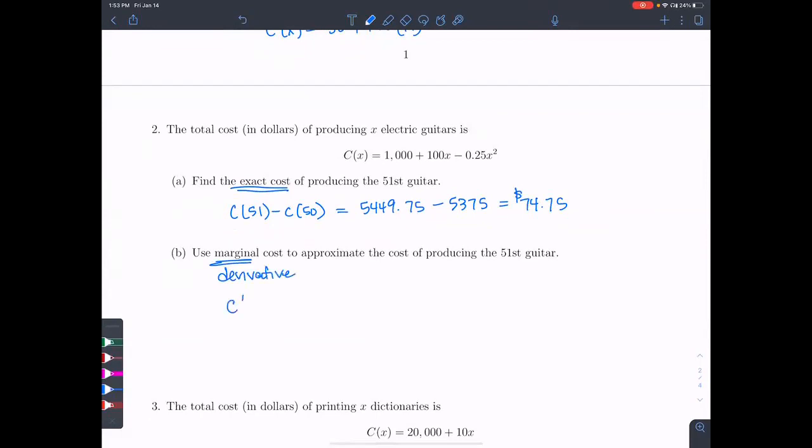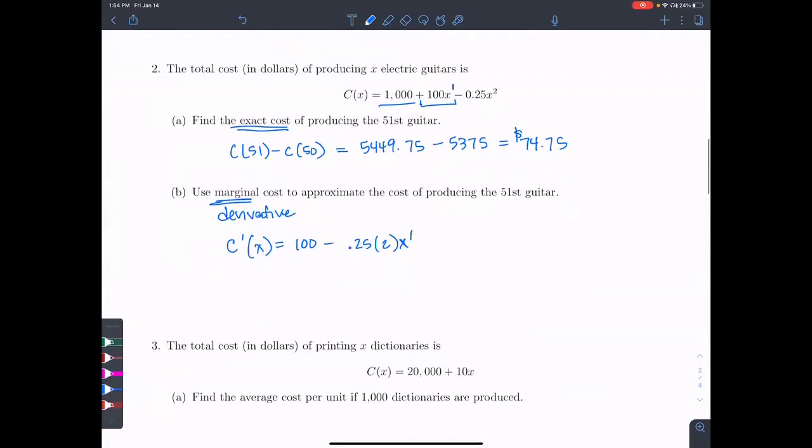So I want to do C prime of X. The derivative of 1,000 is 0. The derivative of 100X would just be 100, because that would become X to the 0 power, which is just 1. And then we have the 0.25 exponent down front, decrease it by 1, it goes from a 2 to a 1. So we're looking at 100 minus 0.5X. So that is C prime of X.